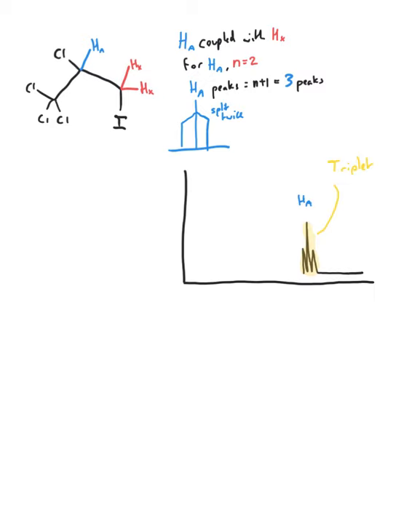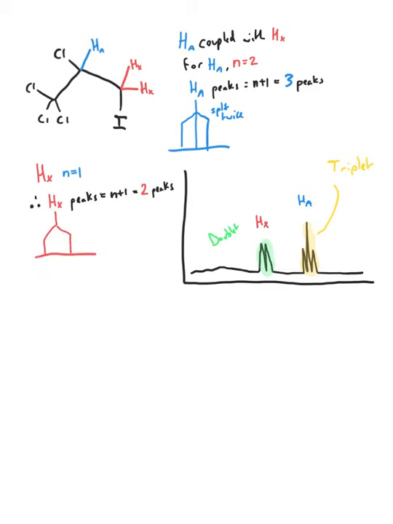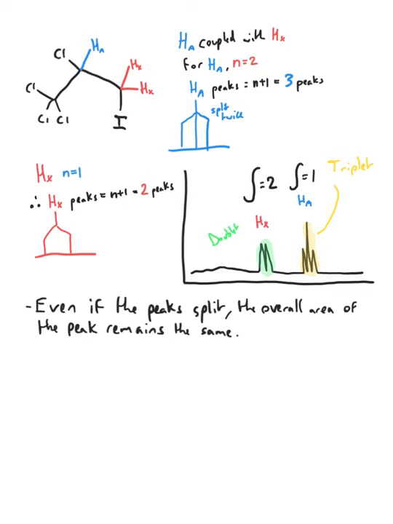The HX's, on the other hand, would still only be coupled to the single HA, and therefore would form a doublet. N equals 1, 1 plus 1 equals 2, you get 2 peaks. Of course, as we remember from the previous video, if we were to integrate these peaks, we would still obtain a 2-to-1 ratio, with the HX being 2, HA being 1. Even though the peaks split, the overall area under the peaks stays the same.